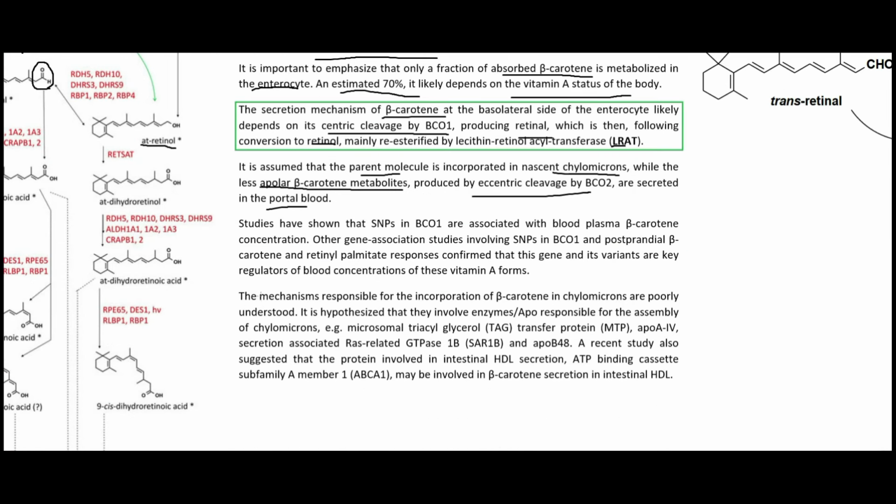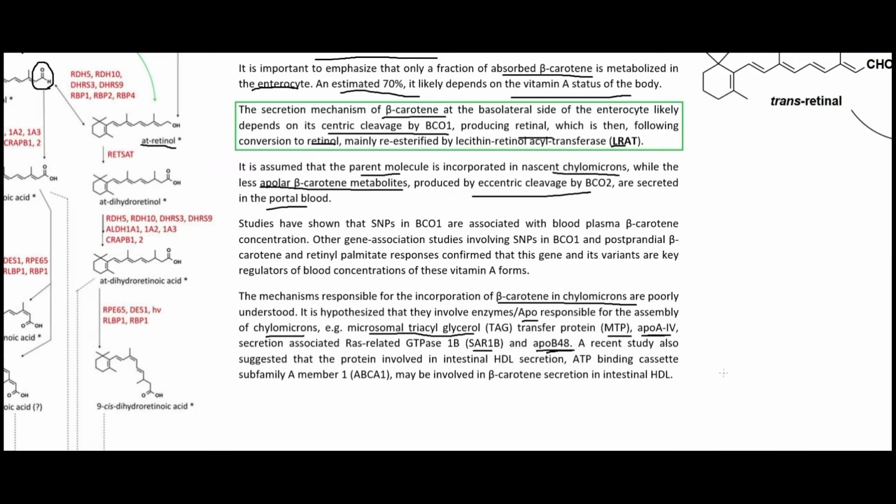All right, so I'm going to move down here. The mechanisms responsible for incorporation of beta-carotene into chylomicrons are poorly understood. It's hypothesized that they involve the enzymes and the apoproteins for the assembly of chylomicrons, like microsomal triacylglycerol transfer protein, so this MTP, ApoA4, and secretion-associated SAR1B and ApoB48. So once again, these apoproteins here, I'll talk quite a bit more about those when I get to lipid absorption and the movement of lipids throughout the blood.